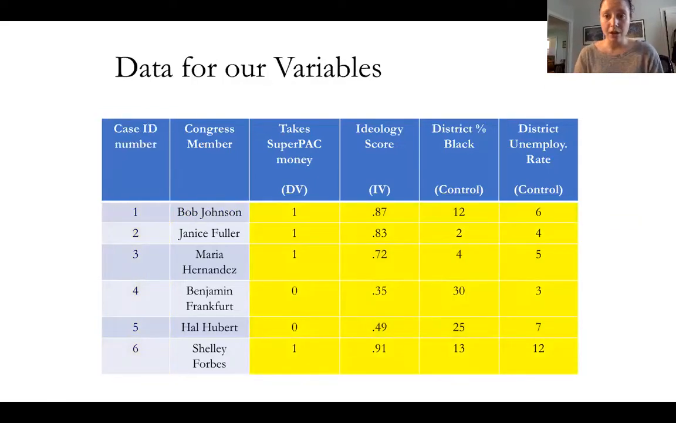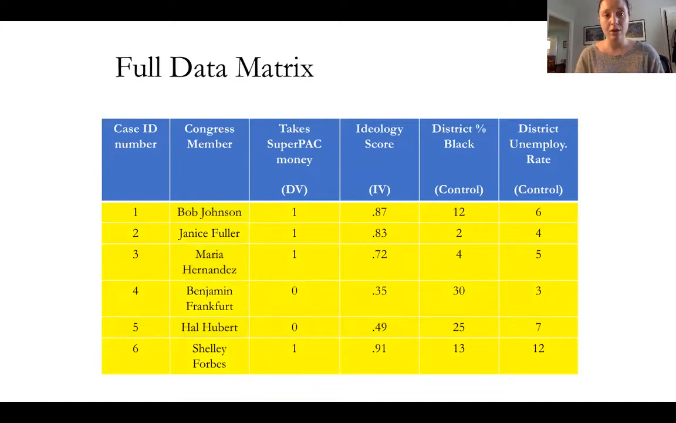These are all of the data for our variables in yellow. So whether they take super PAC money or not, that's all in this column. Their ideology scores, all in this column. So these are all my variables, and the numbers vary because they are variables. And the entire thing is called a data matrix. So that's what looking at your data would look like, but you guys know that in quantitative political science, we wouldn't have just 6 units of analysis, we'd have hundreds and hundreds.